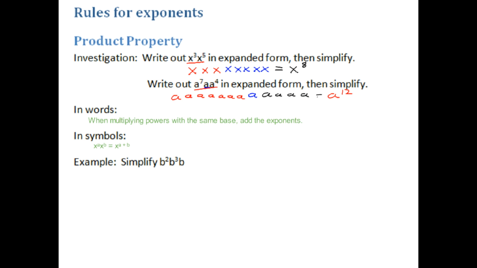So looking at this example down here, we have b squared times b cubed times b, and when you just have a b, this means b to the 1st. We don't have to write it in there, but that's what that means. And so this is all multiplying, so all we have to do is add those exponents. So we have 2 plus 3 plus 1, and that's equal to b to the 6th. So just adding the exponents. So that's the rule for the product property.